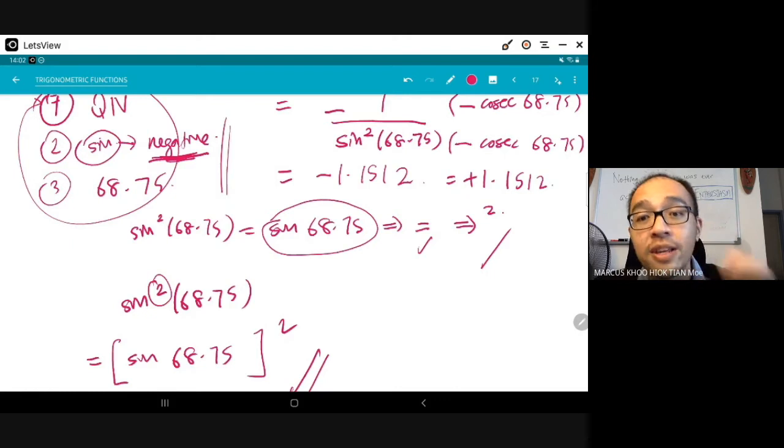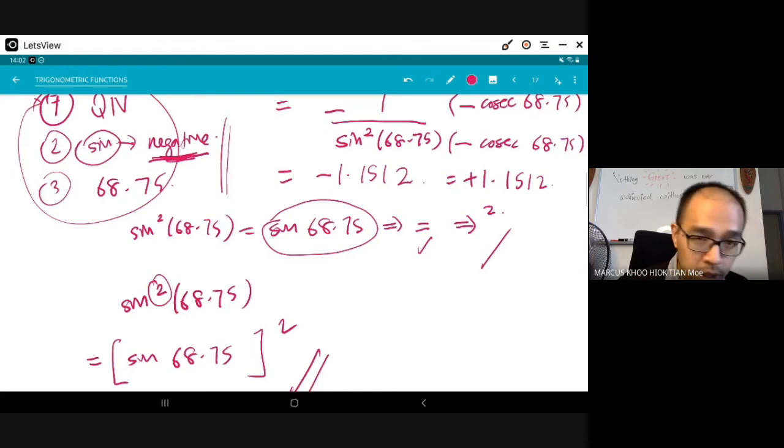So you find the value of sine first, then after that you square it, in order to get that. Okay, all right. So this is the first part.